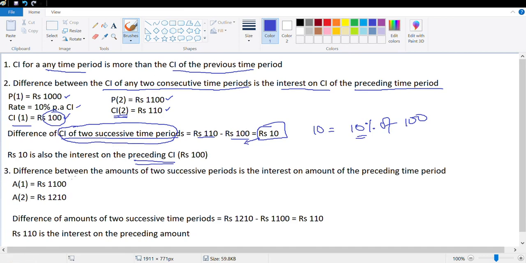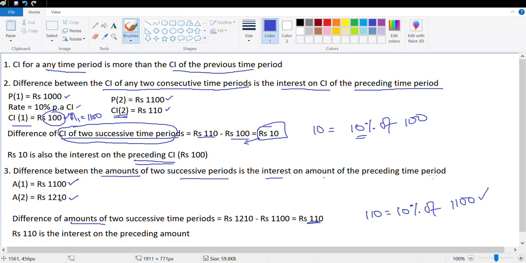Same thing happens with the amount. So the difference between amount of two successive time periods is the interest on amount of preceding time period. Let's look at the same example. In this case, amount 1 would have been 1100, which is written here, and amount 2 would be 1210. So difference of amounts, that's 1210 minus 1100, which is equal to 110. So 110 is the interest on the preceding amount, which is 110 is equal to 10% of the preceding amount, which is 1100. That's correct. So this is basically the concept of this exercise.